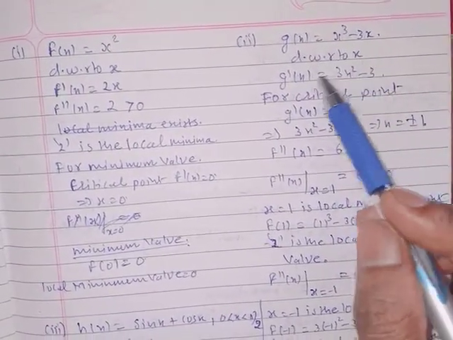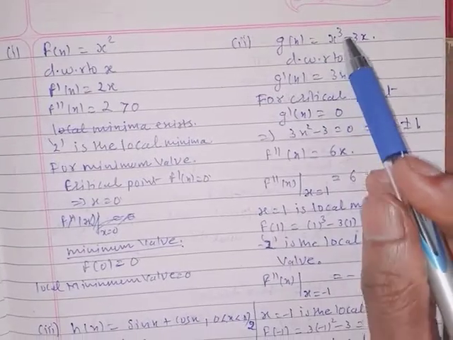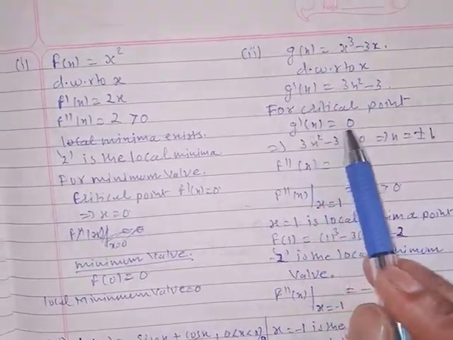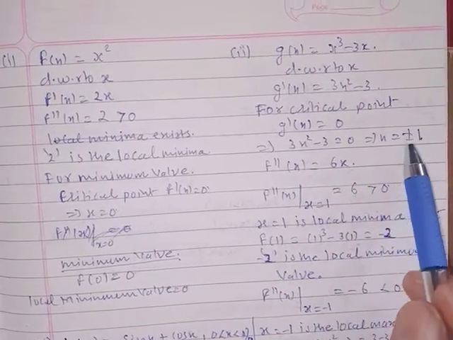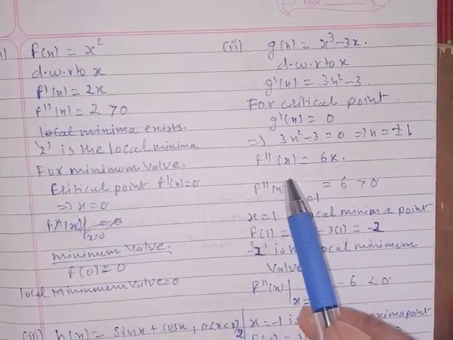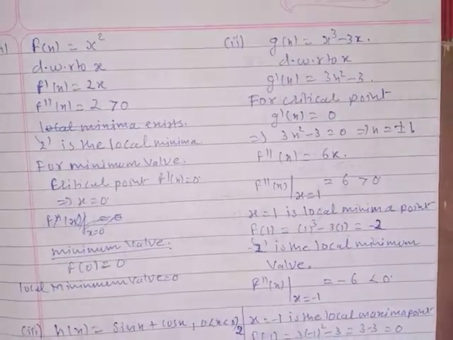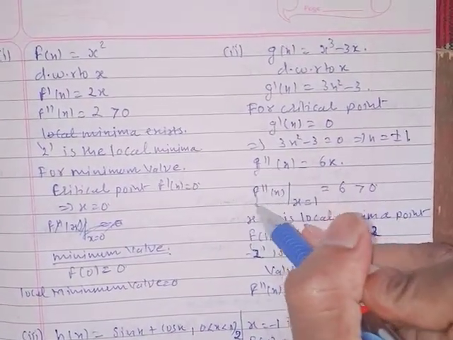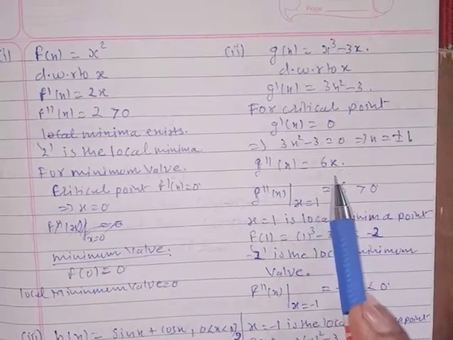Now g of x is equal to x cube minus 3x. The derivative with respect to x, g dash of x, is 3x square minus 3. For the critical point, g dash of x is equal to 0, then x is plus minus 1. So the double dash of g of x, g double dash of x, is 6x.